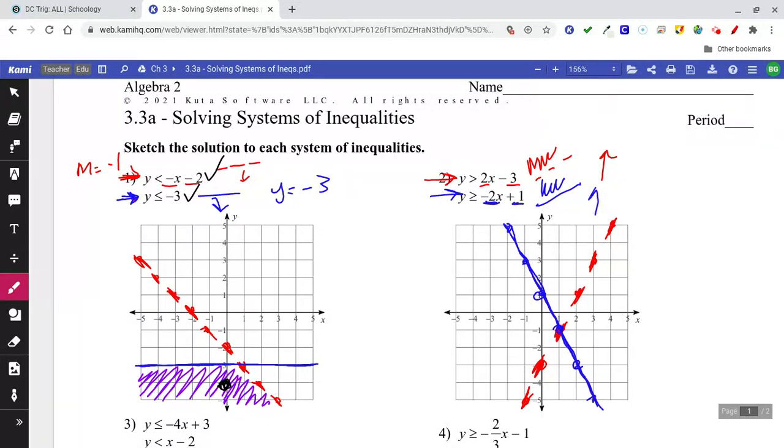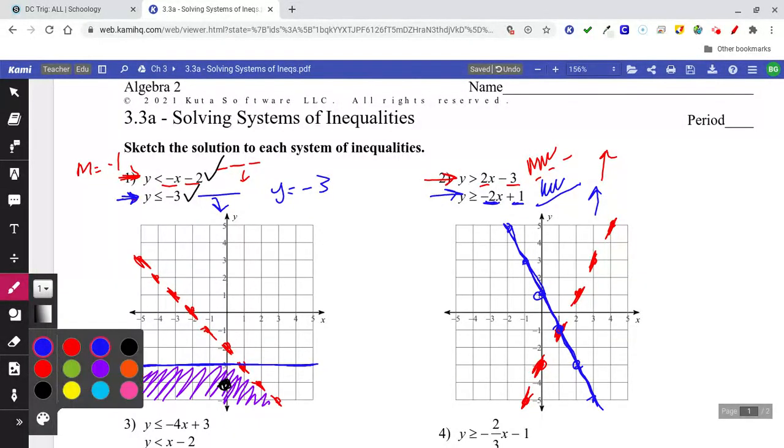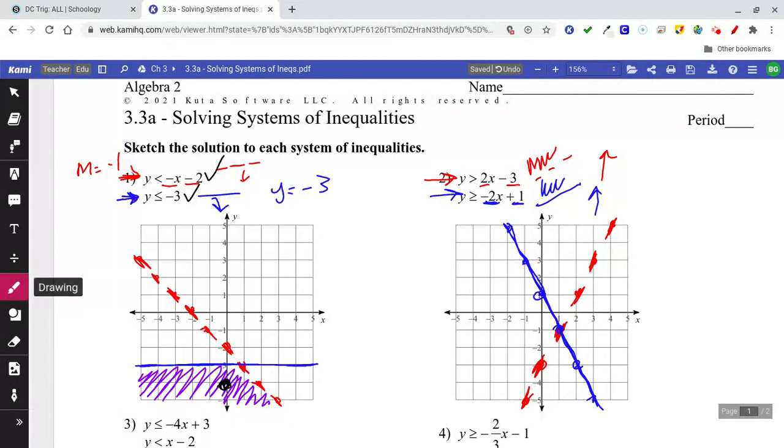And we're going to shade up. So you've got to be up above the red and up above the blue. So again, you split this graph into region 1, region 2, region 3, and region 4. So you have to think about which region is up above the red and up above the blue.